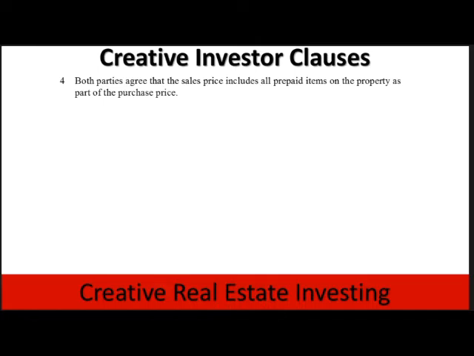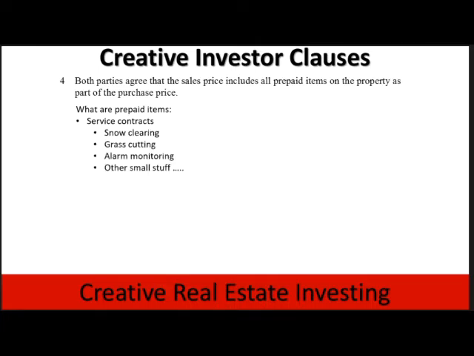Well, there's a little clause here that says, both parties agree that the sales price includes all prepaid items on the property as part of the purchase price. Well, what exactly are these prepaid items? They could be the service contract. So if there's a snow clearing contract that you pay up front, you buy the property in October and the owner has already entered into a service contract to have the snow cleared for the balance of the winter. So they've prepaid $500. That's a prepaid contract. That means that contract must be honored. Same thing with the grass cutting, alarm monitoring, or other small items like that. Property insurance can be a big one.